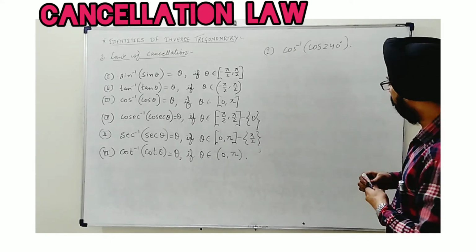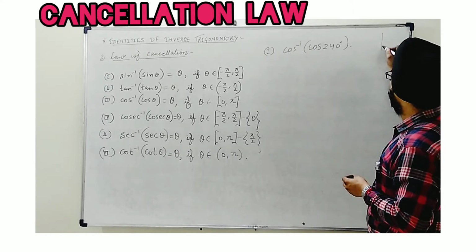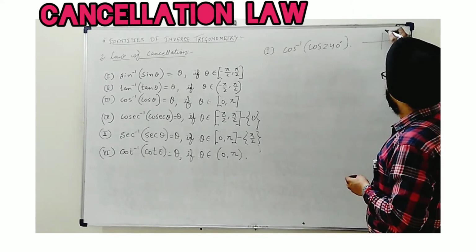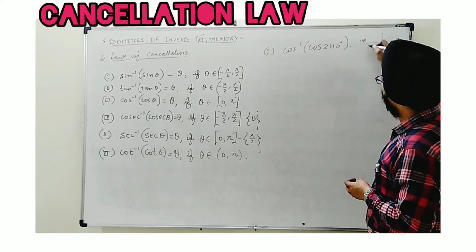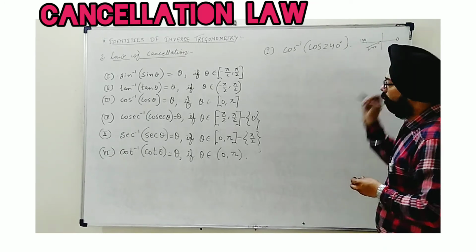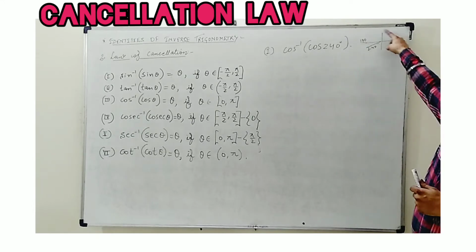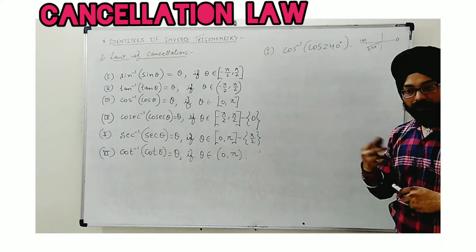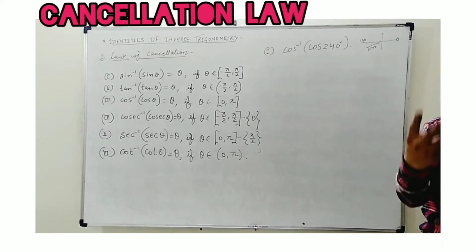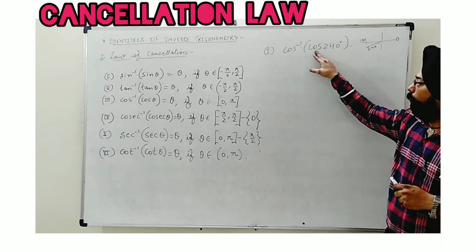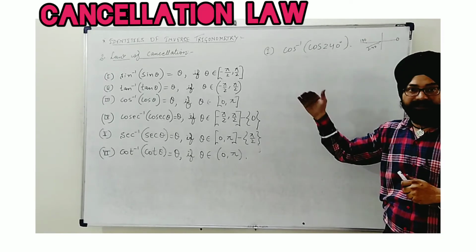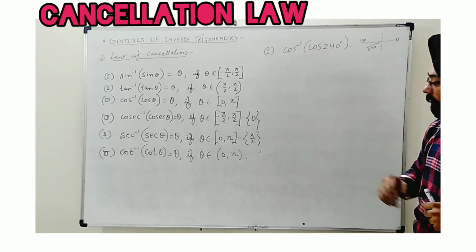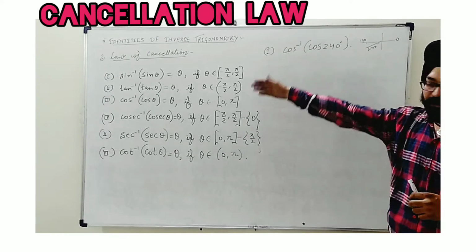But let's see the concept. 240 degree, if I observe, this is 0, 90, 180 and 240 comes here. That means our requirement is 0 to pi, 180 degree, but this 240 is beyond the interval. Now again, like previous examples, we are having two methods. Either you evaluate your cos 240 degree by the basic concepts and then you can go ahead. But I will not do that method. I will follow this cancellation law.